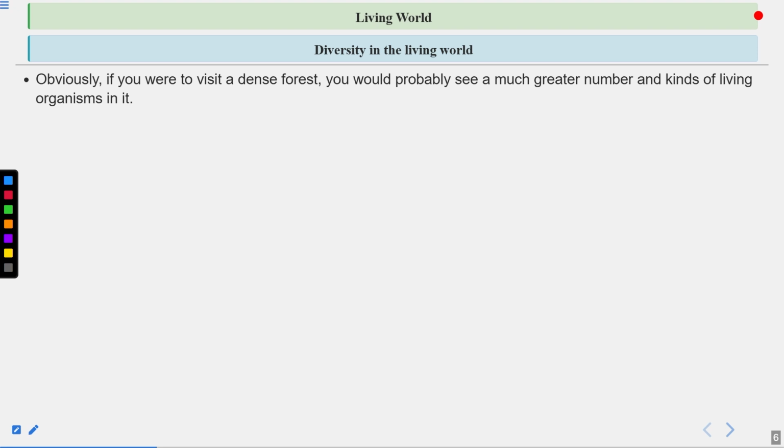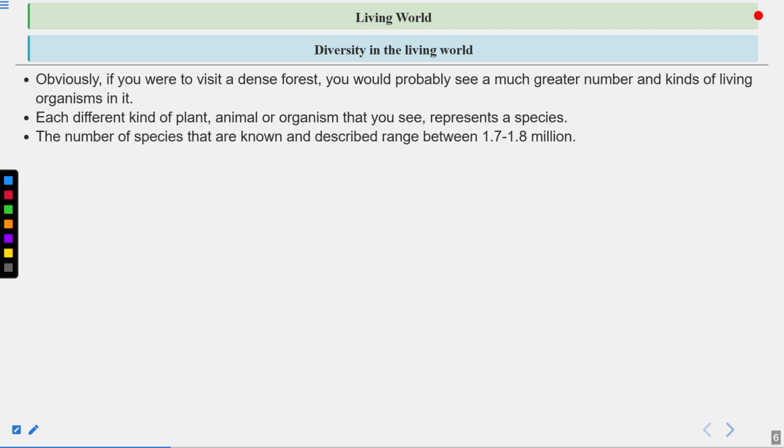Now, each different kind of plant, animal, or organism that you see represents a species. The number of species that are known and described ranges between 1.7 to 1.8 million. These many species are known and described, meaning they have been characterized. But still there is a huge number of species that have not been described, or have not even been found.